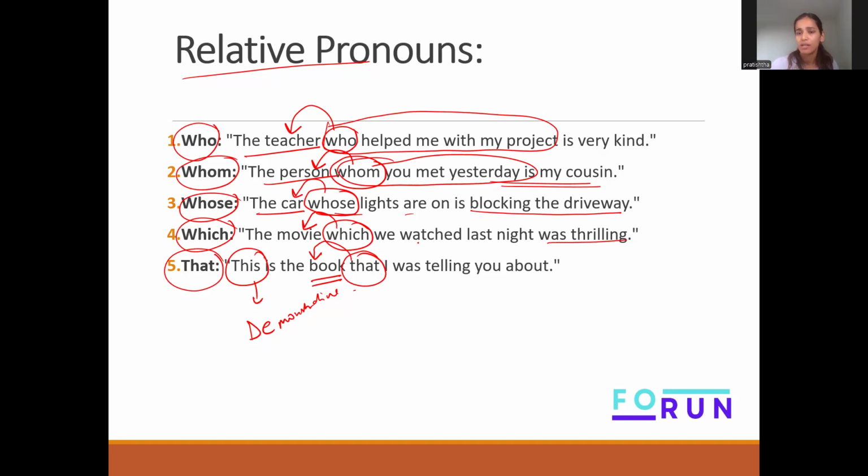The book that I was telling you about. So again, it's a completely different kind of sentence structure, right? So don't worry about it, but it is talking about the book that I was telling you about.